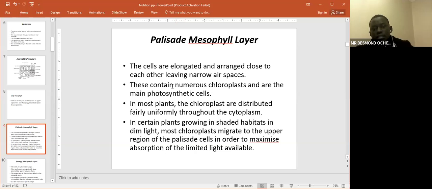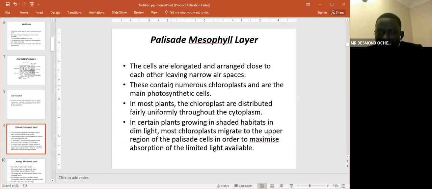The palisade mesophyll cells contain numerous chloroplasts, and they are the main photosynthetic cells. That is about the palisade mesophyll cells.